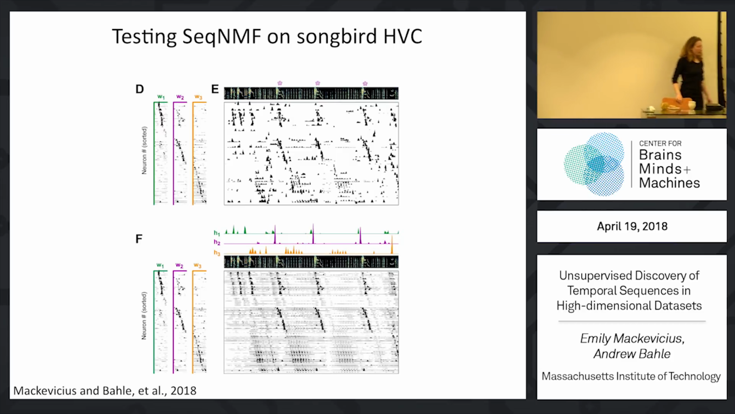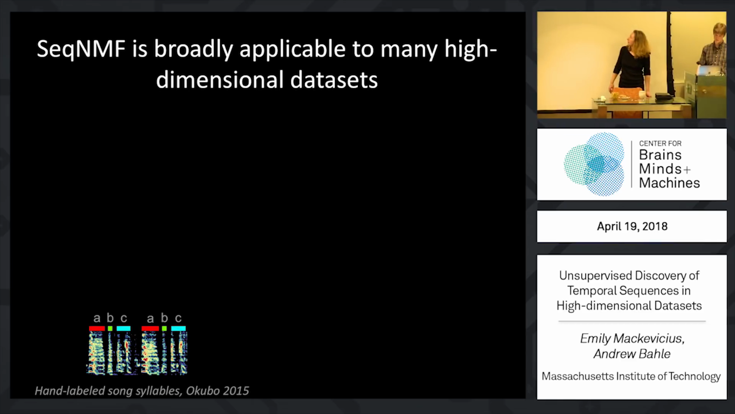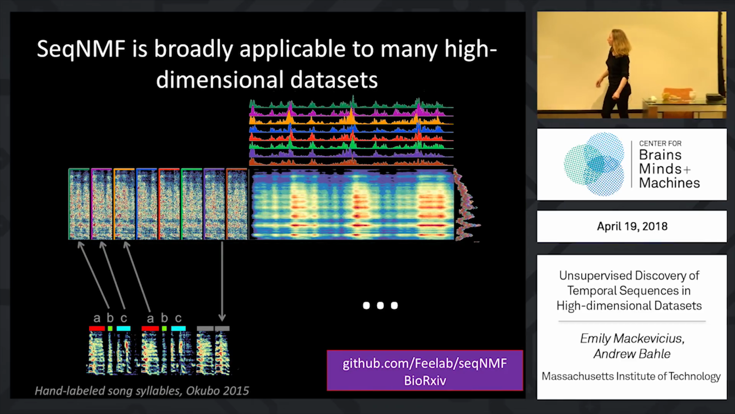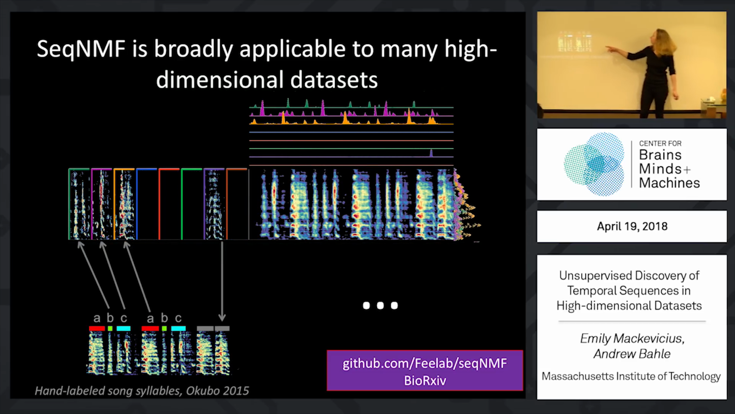Okay. And then we were interested because we have a lot of spectrograms, and this algorithm was initially developed for spectrograms. So convolutional NMF was initially developed for spectrograms, and we were wondering whether it could extract structure in the spectrograms of juvenile birds. So this is a previously published song recording with hand-labeled syllables, because they can be difficult to label in young birds. And when we ran seqNMF on this data set, it extracted factors that closely matched the hand-labeled syllables.